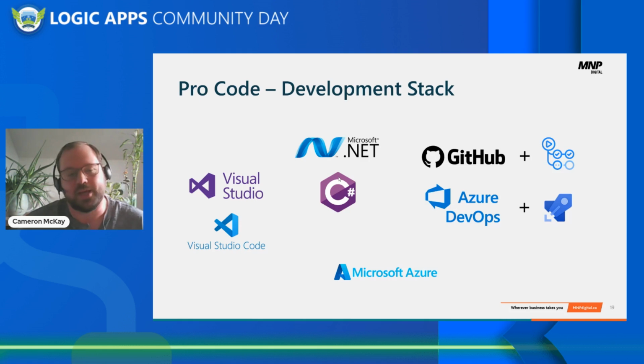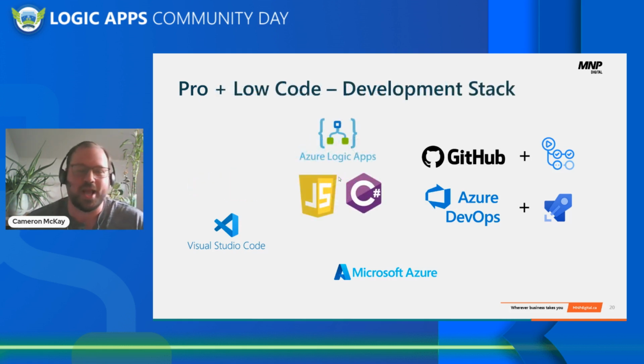Well, I'm here to tell you that it is not going to change very much if you move to a pro and low code development stack. The only thing that changes is you're going to be using VS Code, something you're used to. You're going to have Azure Logic Apps as your low code solution, and you can still write code using JavaScript and C#. You can still use Microsoft Azure as your deployment or hosting platform for infrastructure, and then you're still going to use GitHub Actions or Azure DevOps pipelines for deployment.